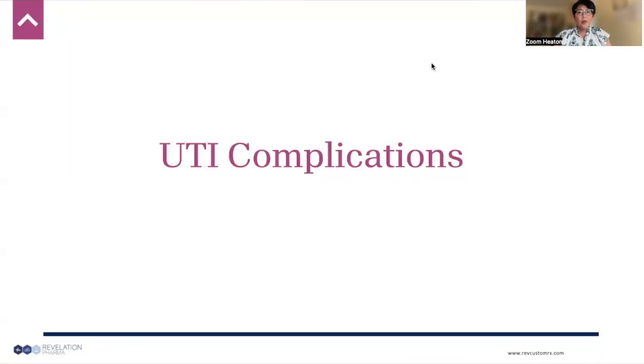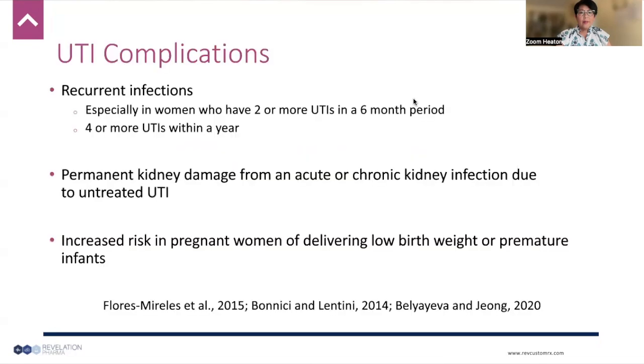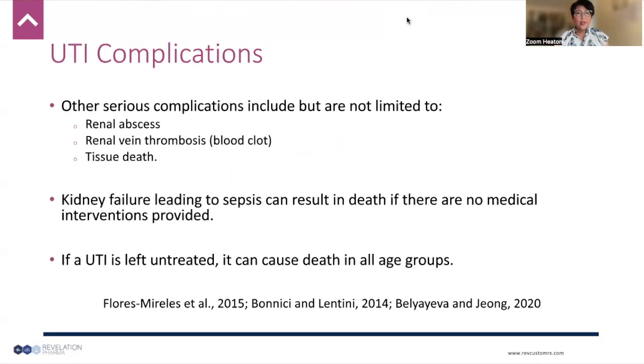Now let's go into some UTI complications. Recurrent infections, especially in women who have 2 or more UTIs in a 6-month period, or 4 or more UTIs within a year. Permanent kidney damage from an acute or chronic kidney infection due to untreated UTI. Increased risk in pregnant women of delivering low birth weight or premature infants. Other serious complications include, but are not limited to, renal abscess, where there's a pocket of pus that develops in the kidney tissue.